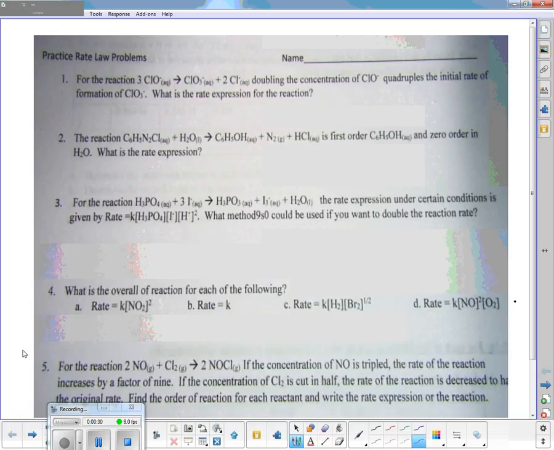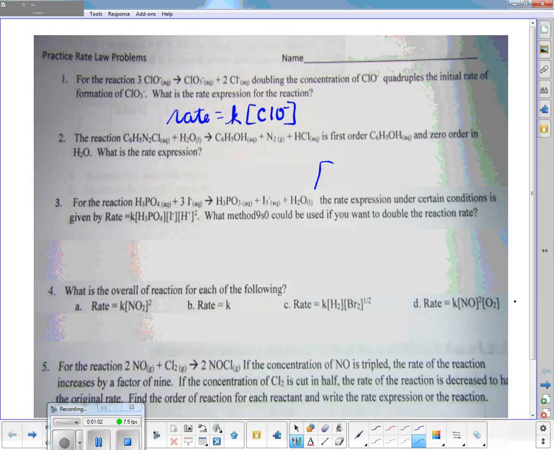So we know we're going to start with rate, right? And it's going to be equal to some constant. We don't know what. That's part of the equation. And we know that ClO minus is going to be in brackets. Now, it gave us a clue. What clue did it give us? Quadruples the initial rate. So if it quadruples, what's happening? What's quadruple, mathematically?